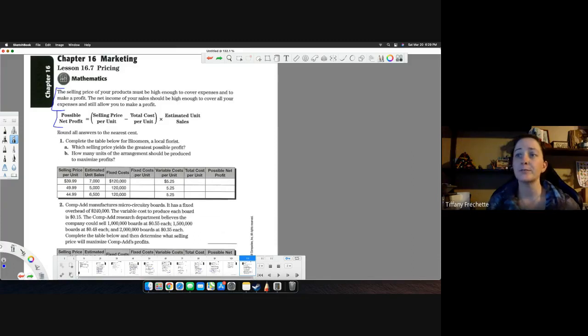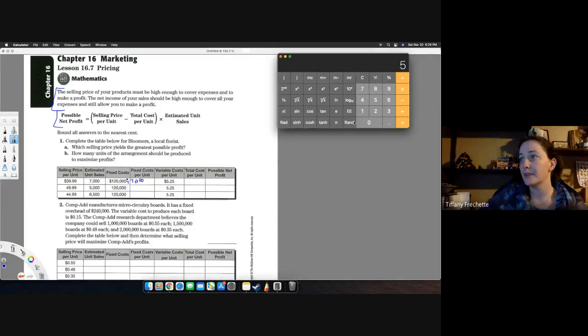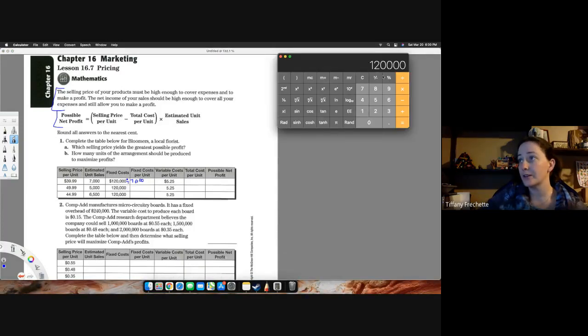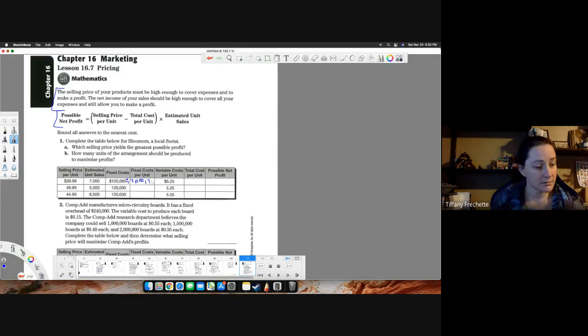So first, fixed cost per unit. It's kind of written in the way we want to divide this. So fixed cost, per means divide, unit. So we actually want to divide fixed cost per unit, so that we know how much the fixed costs are for every unit that we do. I'm going to go ahead and pull my calculator up here. So here's 120,000 divided by 7,000. And that's going to be $17.14. So that's our fixed cost per unit.